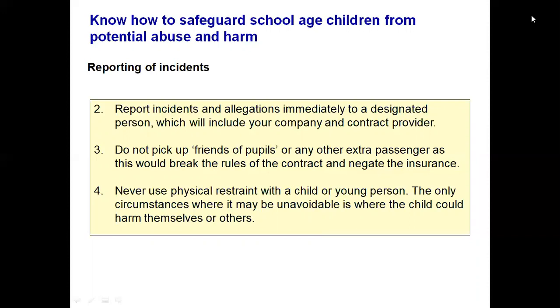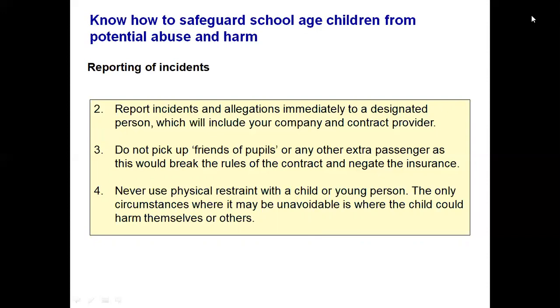It may be that the parents have had notification that they need to go in to speak to a teacher about their child's progress at school. Now, they could say to you, I need to go into school with you tomorrow with the child to speak to the teachers. If that's the case, you speak to your company and the contract provider and let them know that the following day the parent would like to travel with you. Provided they give you permission, you are not breaking the rules of your contract and therefore your insurance is still valid, but you need to have permission.